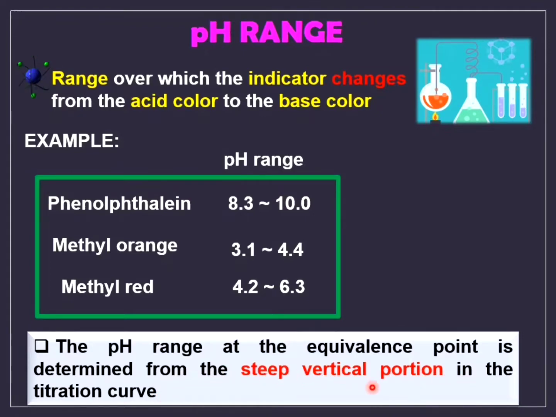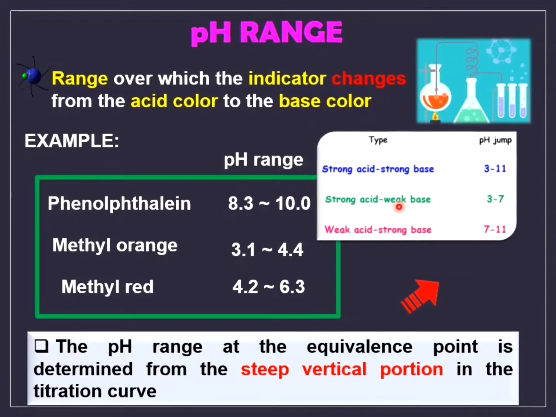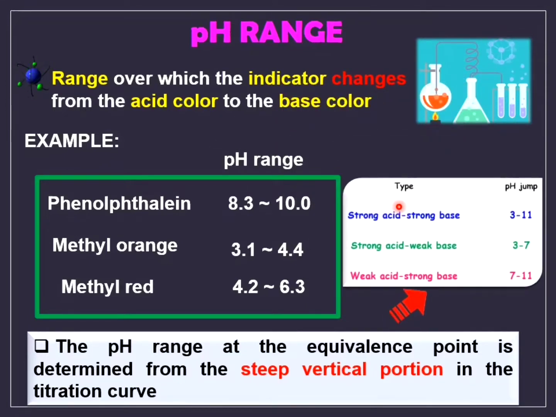Okay, what is the steep vertical portion? After this, later I will explain to you, based on the titration curve. The important thing you need to know here is the pH jump. Actually class, we have 3 types of titration: strong acid reacts with strong base, strong acid reacts with weak base, and weak acid reacts with strong base. So you need to know the pH jump.